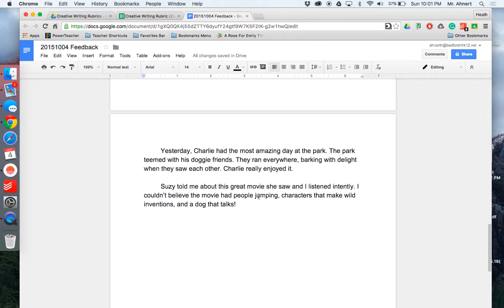Here I have jumping. Here I have that make. Those are two different verb forms. So to change it, since I decided when I started the sentence to go with people jumping, I'm going to say that now, since the subject of this section is characters, the verb's going to be making wild inventions, and a dog that talks, that shouldn't be that, it should be a talking dog. Right? I've changed everything so that it has the same verb structure.